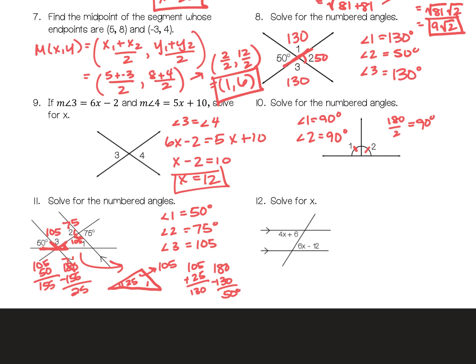Then for 12, here we have two parallel lines cut by a transversal, and the two angles given to us are alternate interior, and alternate interior angles are congruent. So 4x plus 6 will equal 6x minus 12. I'm going to subtract 4x to get 6 equals 2x minus 12. Then I'll add 12 to both sides to get 18 equals 2x. And divide by 2 to get x to be 9.